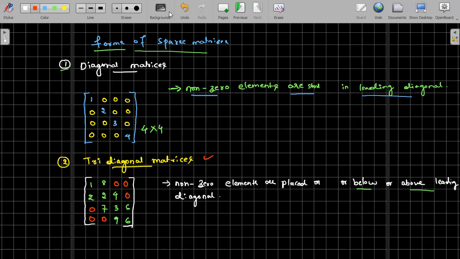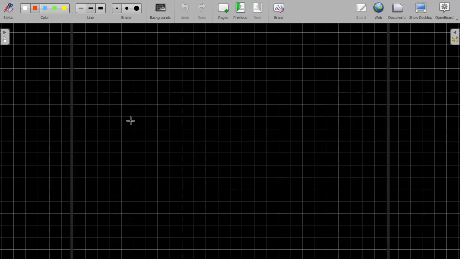Again, we are going to see one more important thing here. In the square matrix form there are a few more types. The third one we call lower triangular matrices.